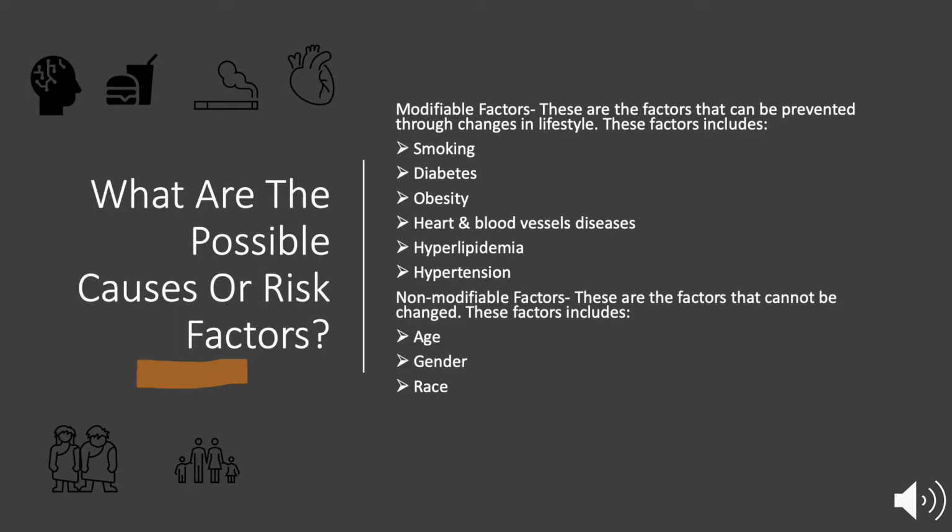What are the possible causes or risk factors? We have the modifiable factors and the non-modifiable factors. The non-modifiable factors consist of age, gender, and race. These are the factors that cannot be changed. And we have the modifiable factors, which are smoking, diabetes, obesity, heart and blood vessel diseases, hyperlipidemia, and hypertension. And these are the factors that can be prevented through changes in lifestyle.